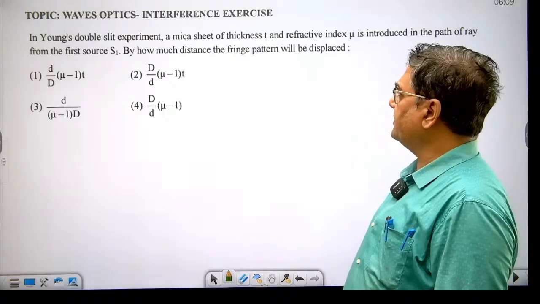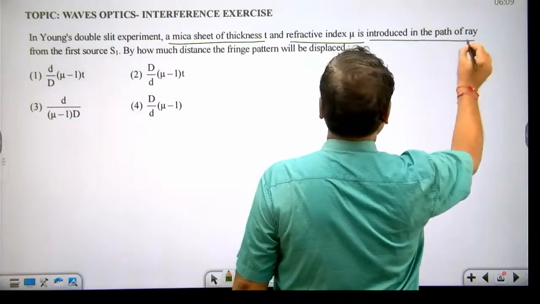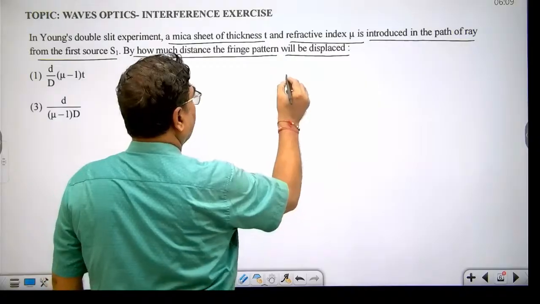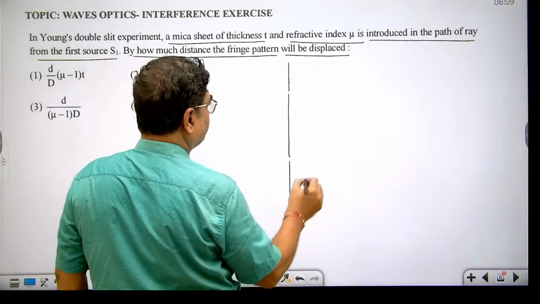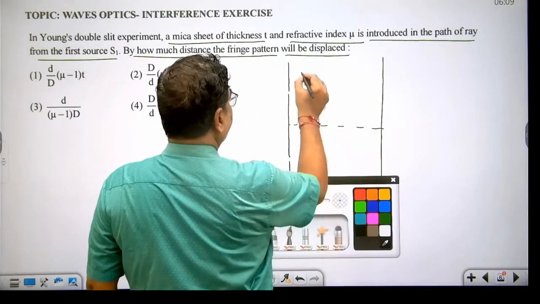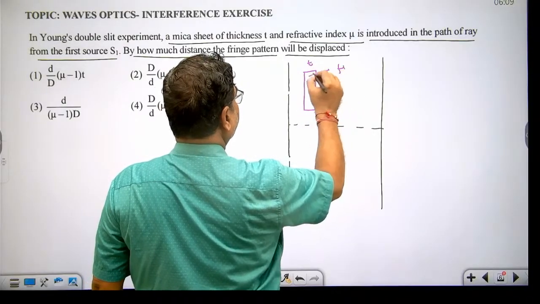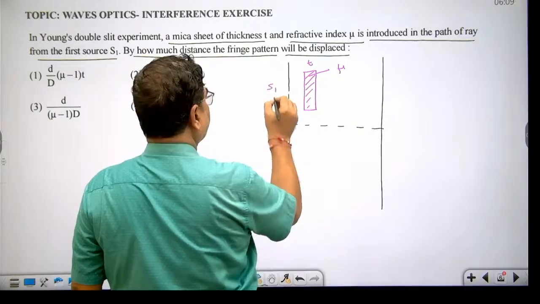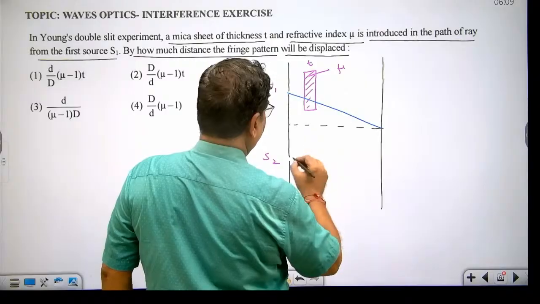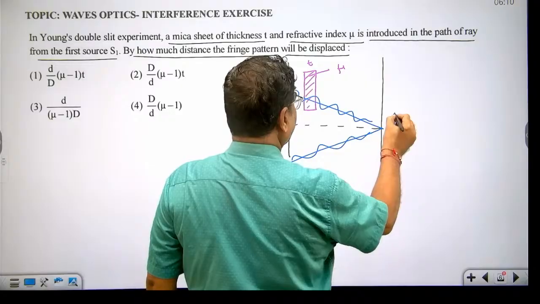In Young's double slit experiment, a mica sheet of thickness t and refractive index mu is introduced in the path of the ray from the first source S1. By how much distance will the fringe pattern be displaced? This is the question. Now we are introducing a slab of thickness t and refractive index mu in front of slit S1. So what will happen? This complete fringe pattern will shift in this direction.